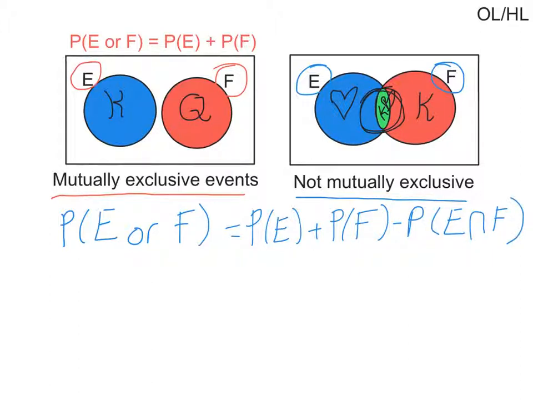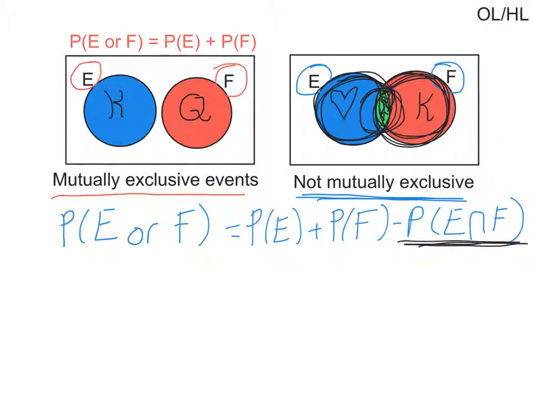The reason for this is if we go to our not mutually exclusive Venn diagram and we consider the probability of E, we're taking into account all of this area. And then if we add on the probability of F, we're taking into account all of this circle. That means we have included the intersection twice. We need to remove then the second extra intersection.